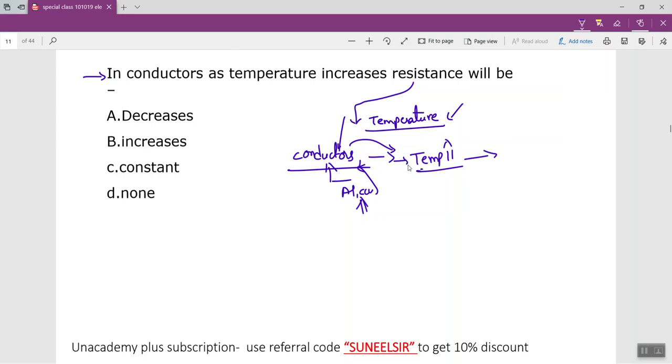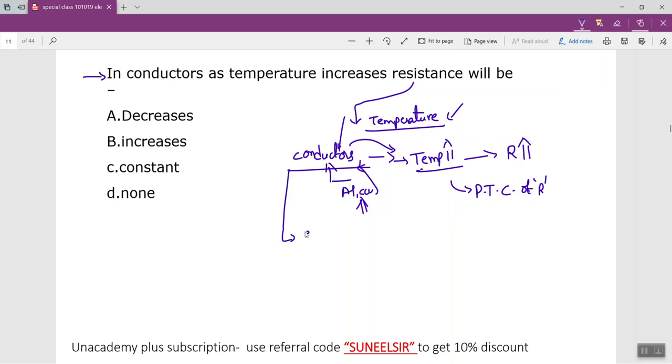In the case of these conductors, as temperature increases, resistance also increases. So we can say these have a positive temperature coefficient of resistance.